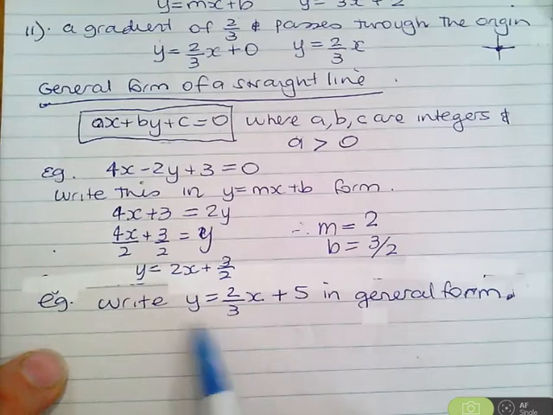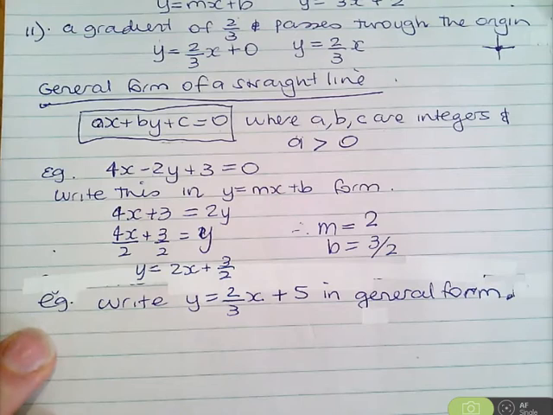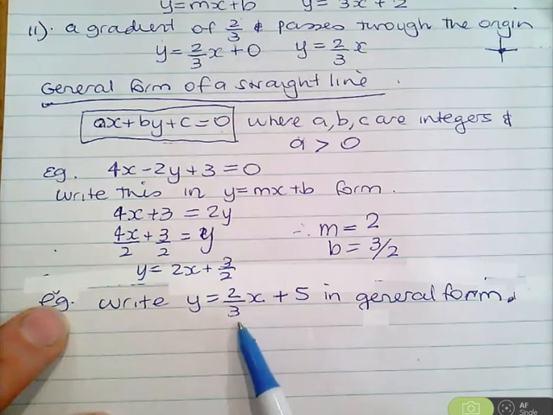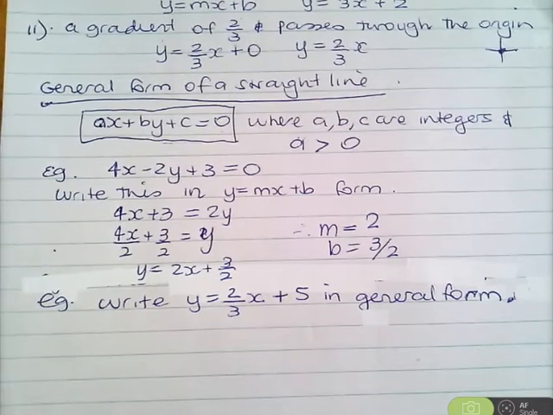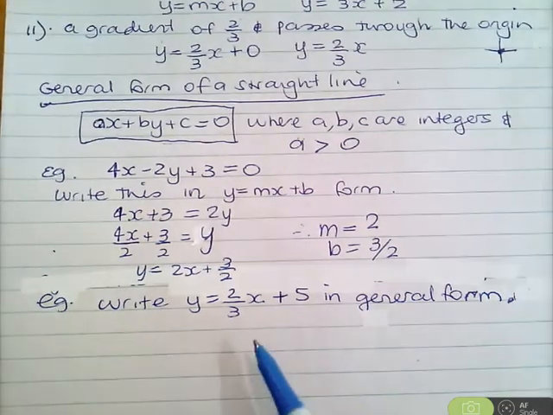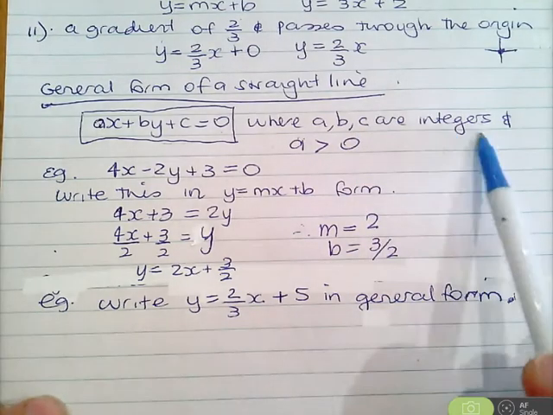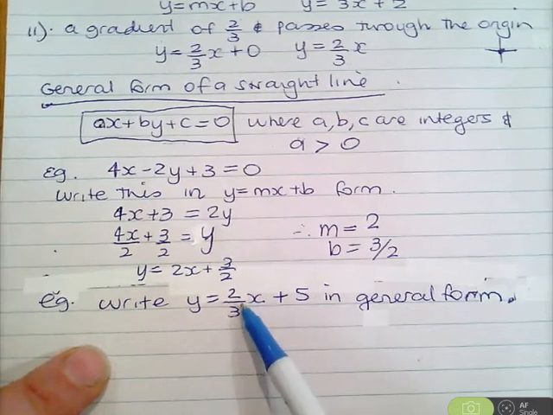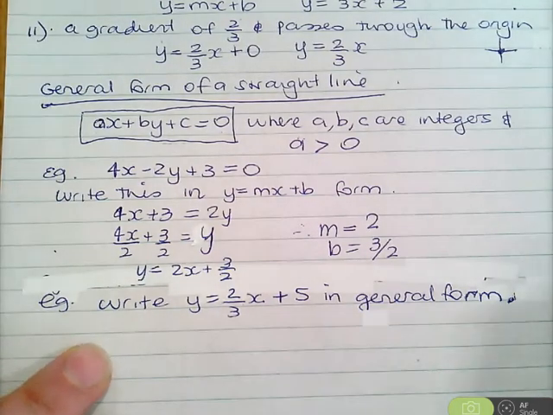Okay? Now, with this question here, write y equals 2/3 x plus 5 in general form. Now, in general form is ax plus by plus c equals 0. So what I need is to have no fractions. As I said before, ax plus by plus c equals 0, and a, b, and c have to be integers. In other words, you can't have any fractions. And the problem is we have a fraction here. So we need to get rid of this divide by 3. So what we do is we multiply through by 3. So we multiply everything by 3.